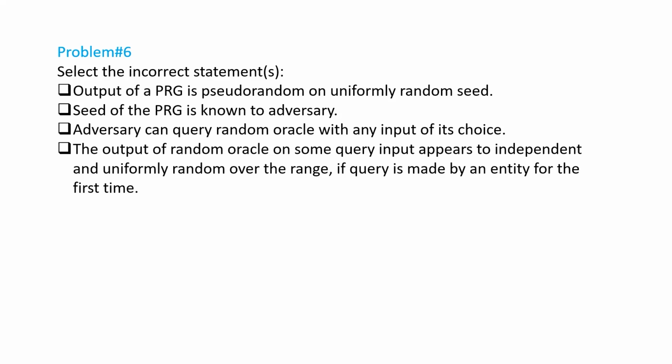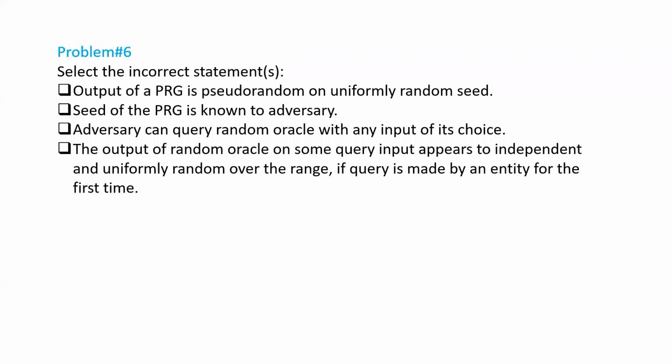So without the knowledge of seed only, because the PRG algorithm itself is public, seed is the only unknown information. So for the view of adversary, the PRG output and truly randomly generated output are indistinguishable from each other only if the seed is unknown to it. So first option is correct and second option is wrong.